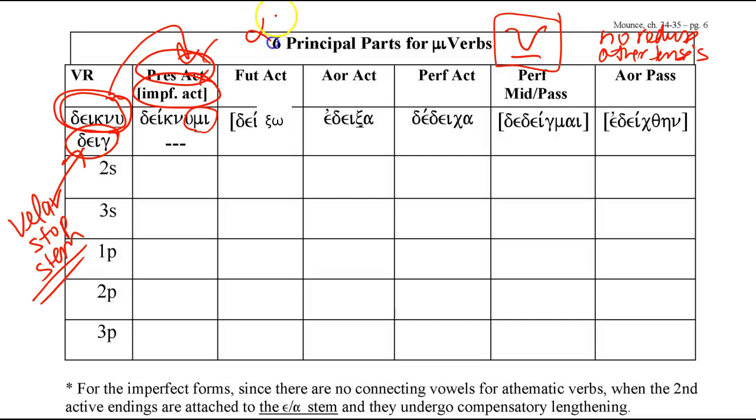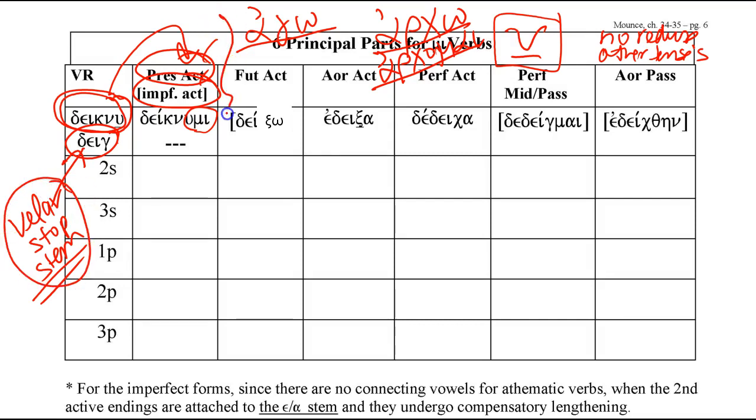If you look at a verb like ago, I lead, or archo, I begin, I rule. There's also the deponent form of this, archomai. If you look at these forms, you know already how a velar stop stem forms. So you treat δεικνυμι as if it's an omega verb for every other tense except for the present. So the present looks like a mi verb, but for the future active, aorist active, perfect middle passive, and aorist passive stems, it looks like a velar stop stem.